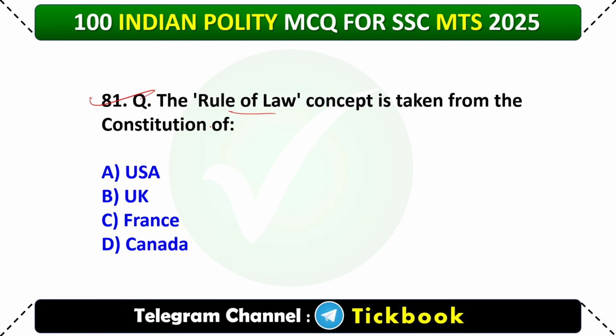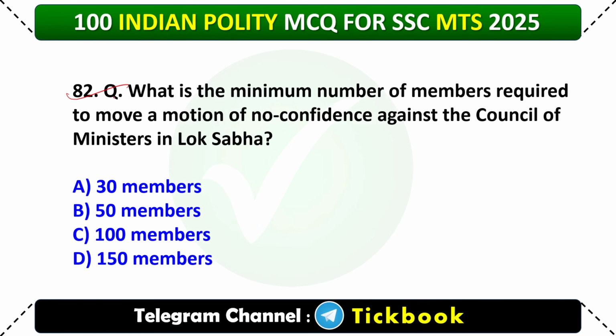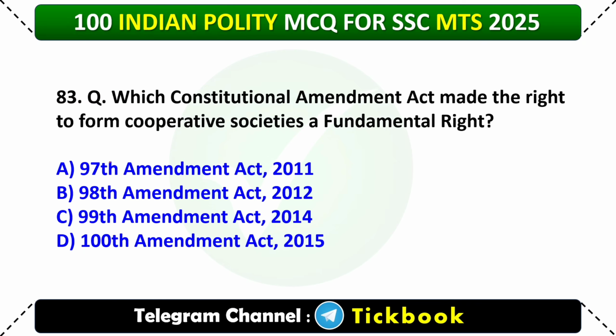81. The rule of law concept is taken from the Constitution of. Option number B, UK. 82. What is the minimum number of members required to move a motion of no confidence against the Council of Ministers in the Lok Sabha? Option number B, 50 members.